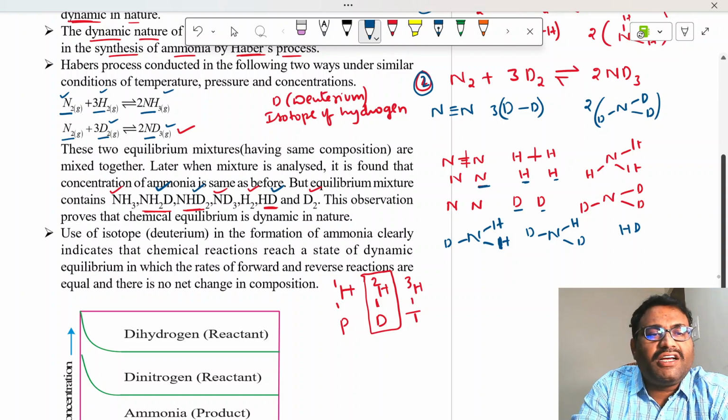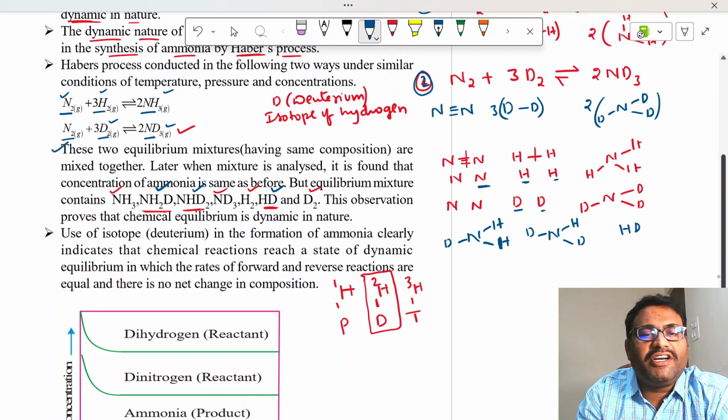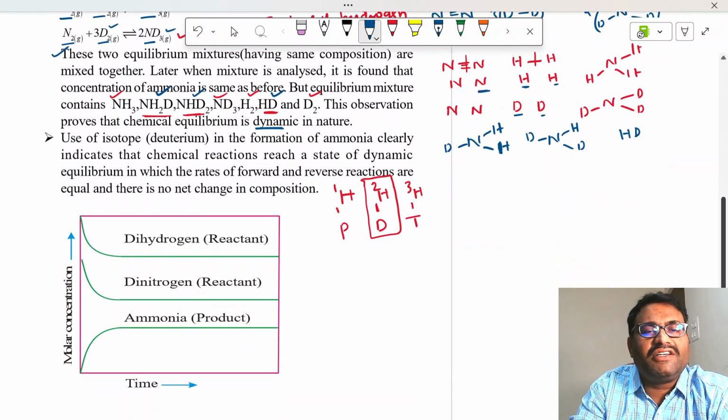So from this experiment, it is found that at chemical equilibrium the reaction does not stop. That is how the dynamic nature of chemical equilibrium has been described. Right?